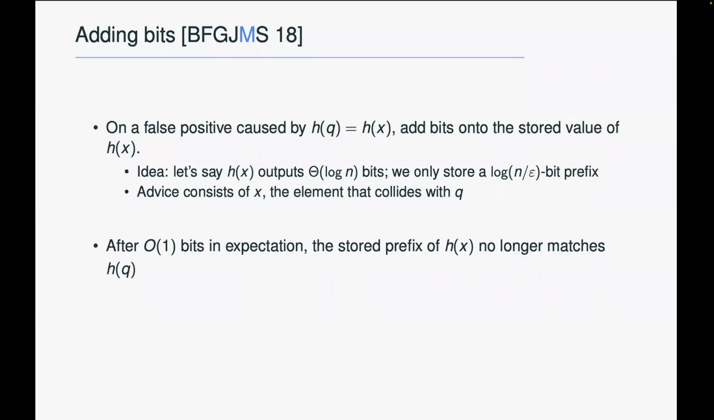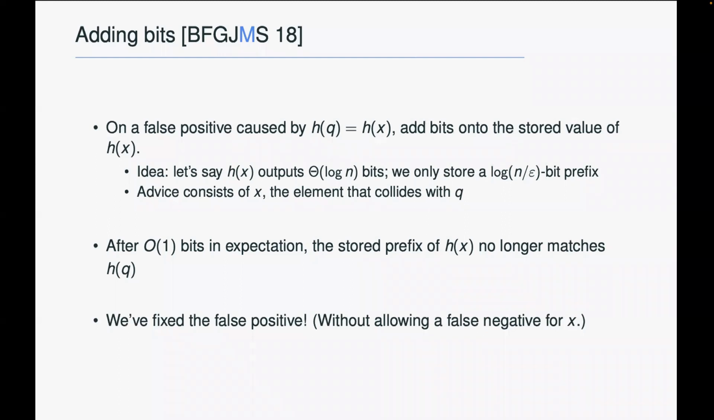All right, so I just keep adding bits onto my stored element. That's not going to generate any false negatives, because as I add bits to the hash, if I was actually querying that element, those bits would still match. But if I add only a constant number of bits in expectation to my stored hash, the prefix I have of the hash of x no longer matches the hash of q. Every bit I add causes them to separate with probability 1/2. So after about 2 bits on average, I fix the false positive.